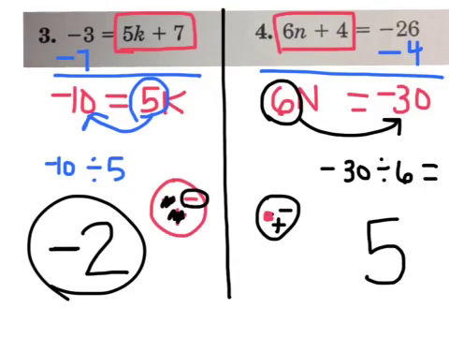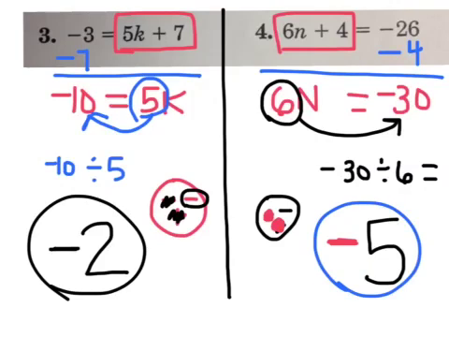The 30 is negative. The 6 is positive. The symbol I have left is negative, so the answer is -5. Or you can look at the question, -30 divided by +6. There's only one negative in the problem, so it's going to stay in the answer. The final answer for number 4, -5.